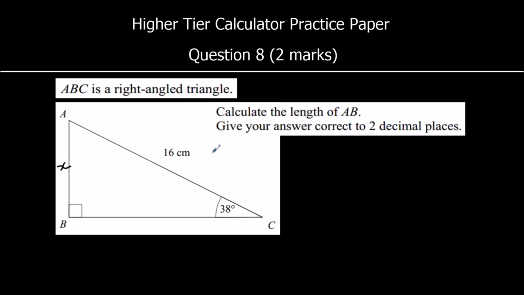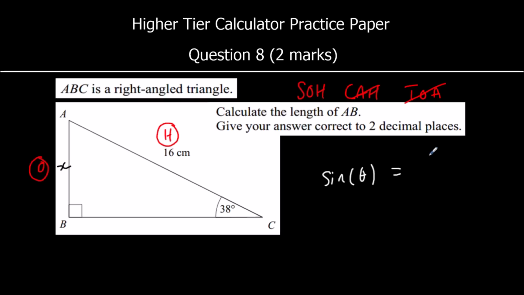So label the triangle. Opposite the angle is called the opposite. The longest side is called the hypotenuse. They're the 2 in the question. We don't want the adjacent. So we want SOH. We don't want the ones with A in. So we're using SOH, which means sine of the angle, sine theta, is equal to the opposite divided by the hypotenuse. The angle is 38, so sine 38 equals X divided by 16.